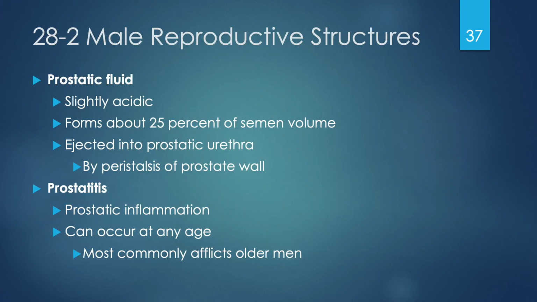Prostatic fluid is slightly acidic, and this is about 1/4 of the volume of semen, with the remaining components being primarily formed by the seminal glands or seminal vesicles. So this prostatic fluid will be ejected into the prostatic urethra, stimulated by peristalsis that occurs in the prostate wall, which is a fibromuscular wall.